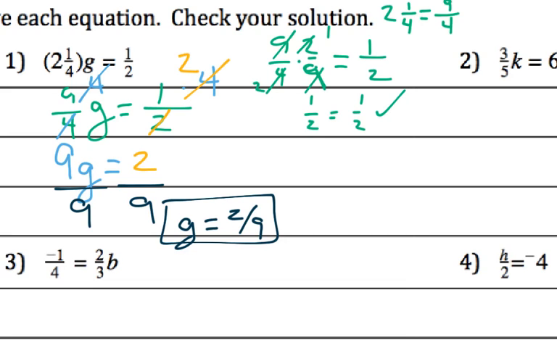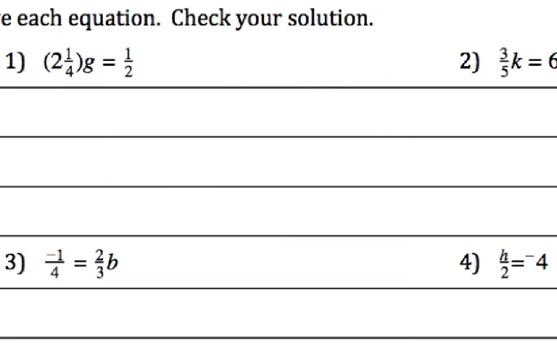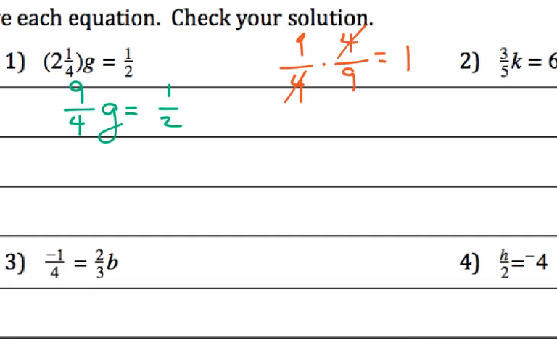Okay, let's check out the second way. Okay, now we've already converted this, so let's keep that as 9/4g. You don't have to rewrite this one, and 1/2. Well, actually, if you want to, you can. Now, instead of multiplying by 4 and then dividing by 9, I can do this in one single step. I know that 9/4 times its reciprocal, 4/9, will give me 1, because 4/4 goes away and 9/9 goes away.